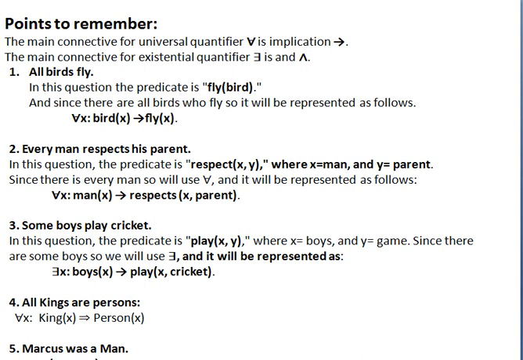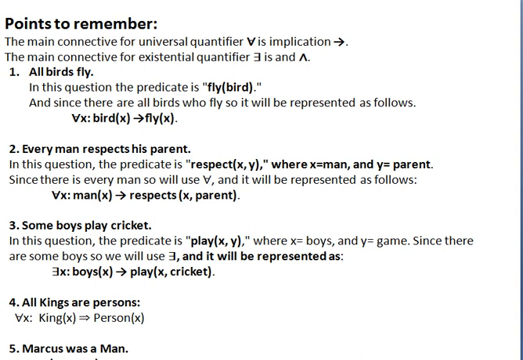Two points to be remembered. First, the main connective of universal quantifier is implication. The main connective for existential quantifier is and. There are some examples we can solve. All birds fly. Fly is a predicate. So we can write for all x where x is a bird, fly of x.